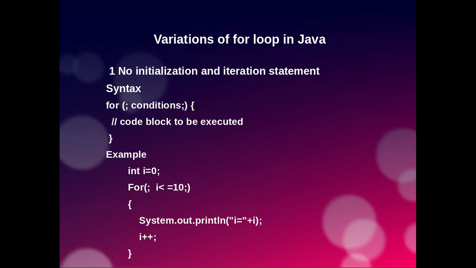For example, here we declare the variable i equal to 0, then the for keyword, and then semicolon, i less than or equal to 10, semicolon. That means we have skipped the initialization part as well as the iteration part, and then specify the statement System.out.println to print the value of i, and then increment the control variable i++. In this way we can specify the first variation of the for loop.